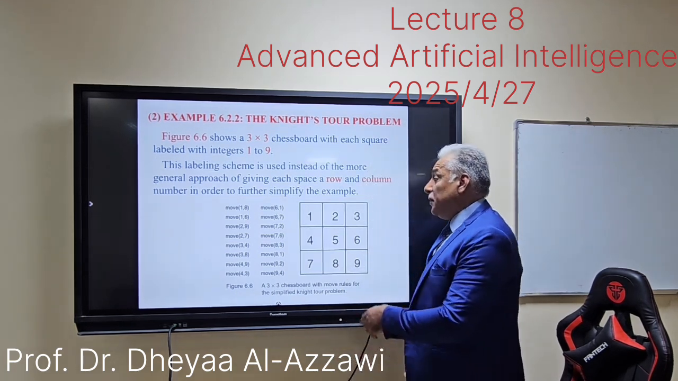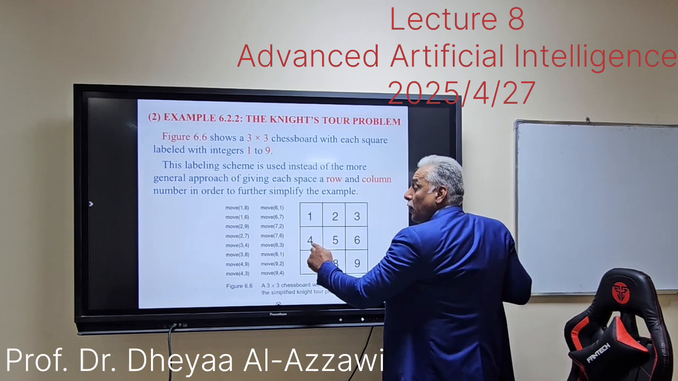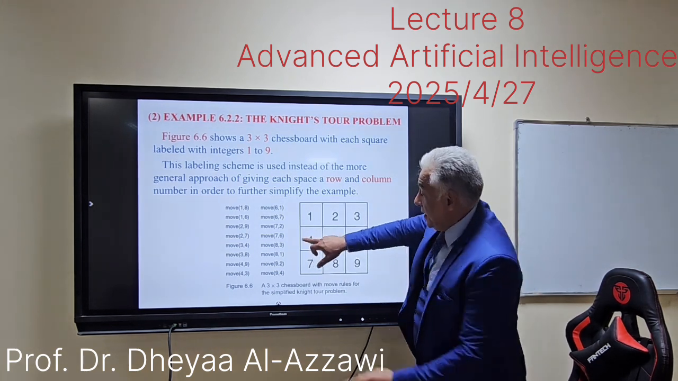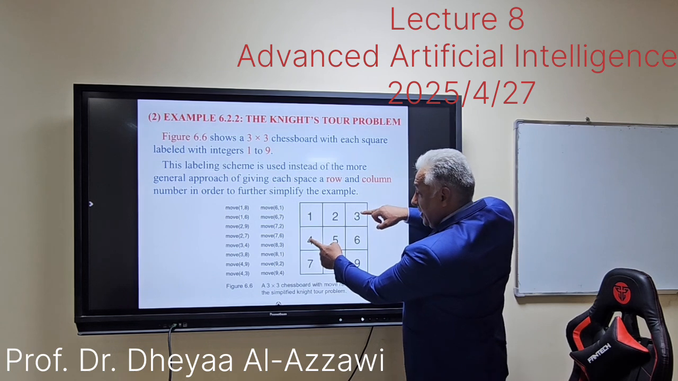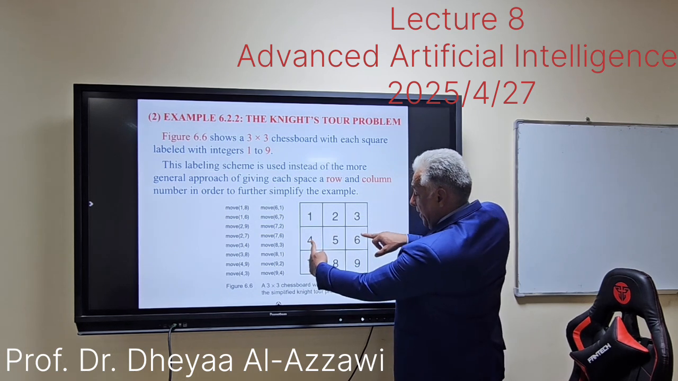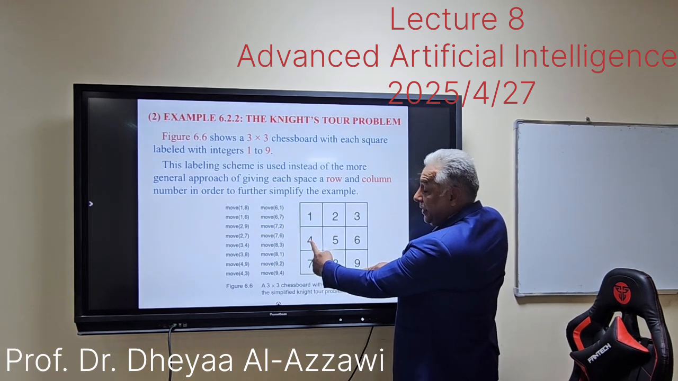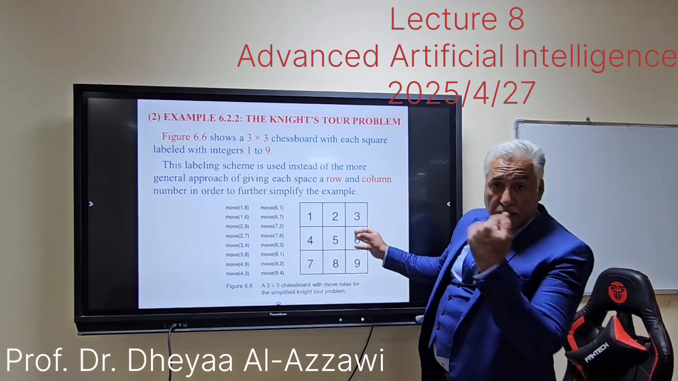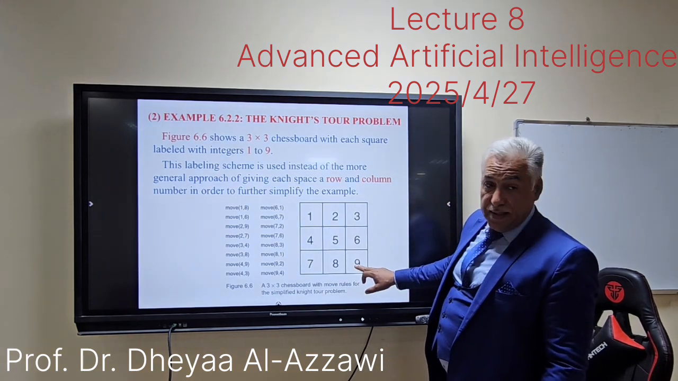And for example, when he lands on square 4, he has two choices, either place 3 or place 9, because we move 1, 2, and then the orthogonal one, this is 9.